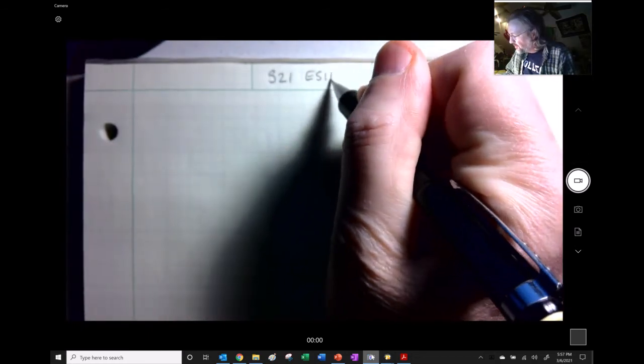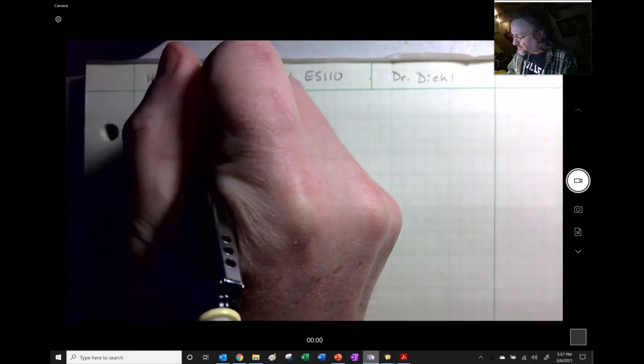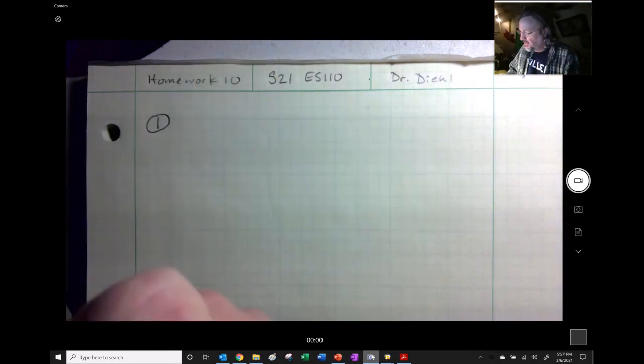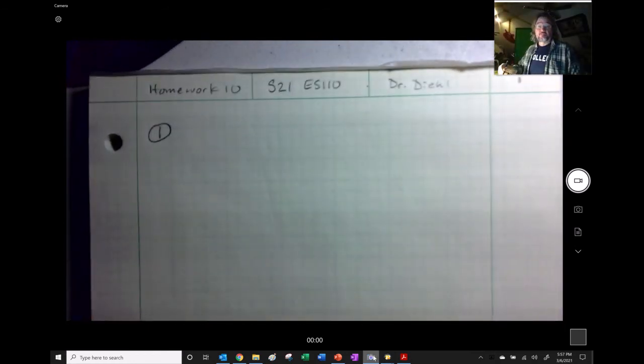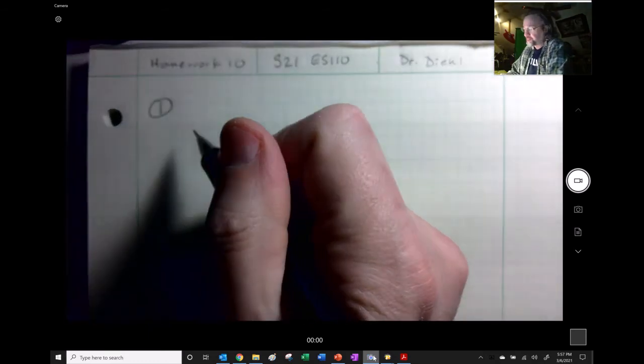Okay, focus. And this is spring of 2021, and we are in ES110, and this is homework 10. Starting to regret making so many new homework problems, but that's okay.